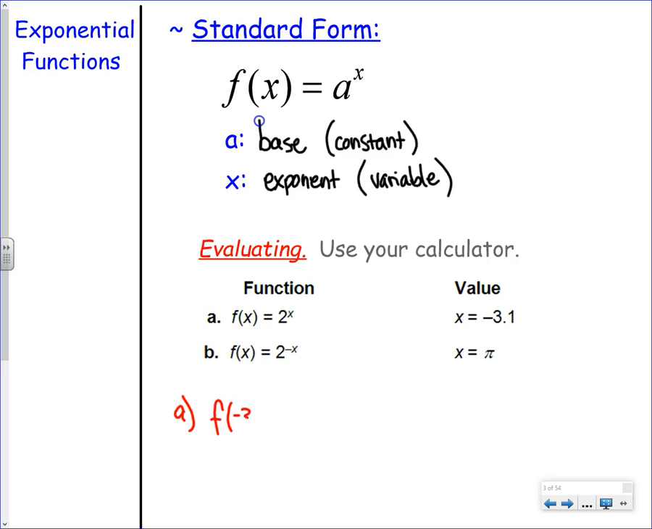Does that help a little bit? A lot of you guys in your head, when I said caret, were thinking C-A-R-R-O-T. A little bit different. We're doing 2 to the power of negative 3.1, which would be the same thing in your calculators as 2 with a little caret of negative 3.1. And what did you guys get as your final answer? 0.117, if we round it properly, because 3 decimal places.